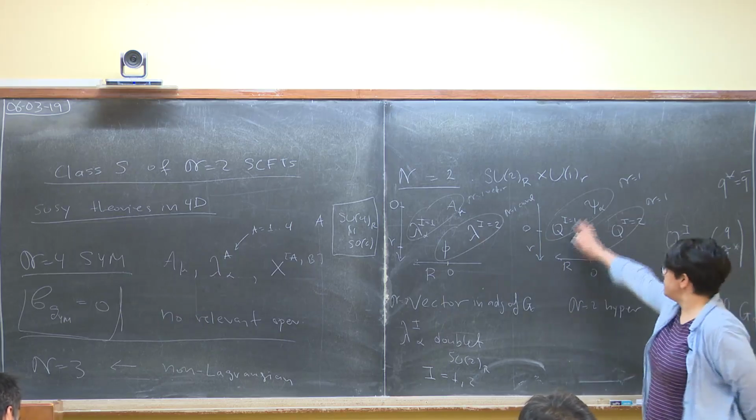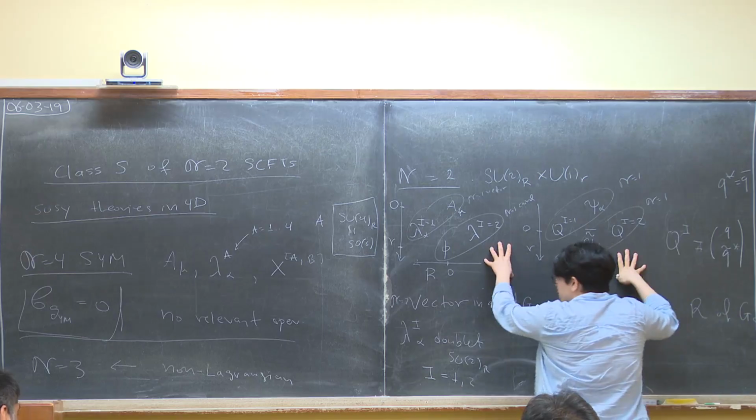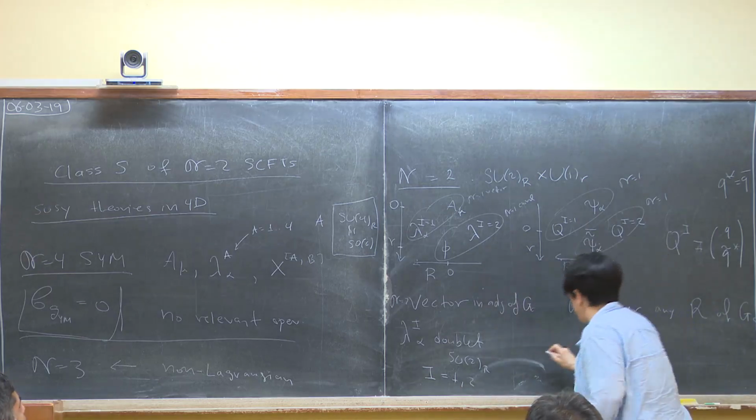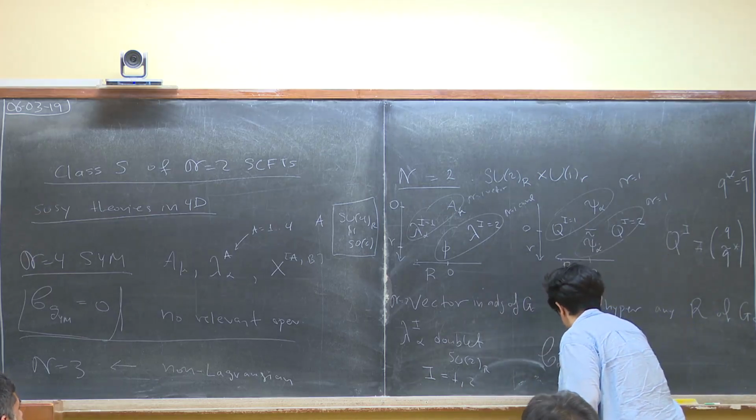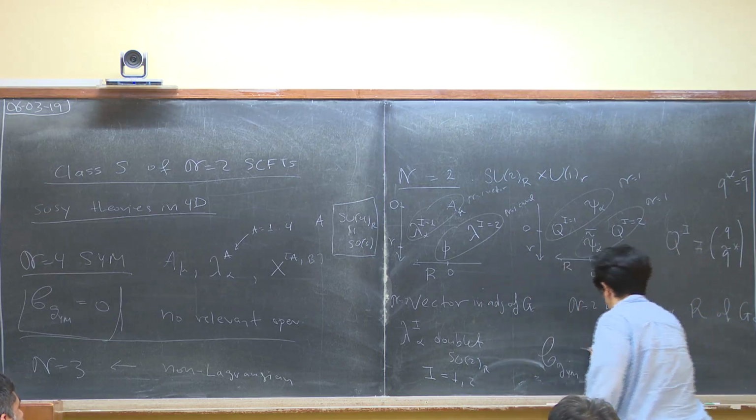So now here, because we have these two different multiplets, first of all, the beta function doesn't have to be 0 if I put them together.